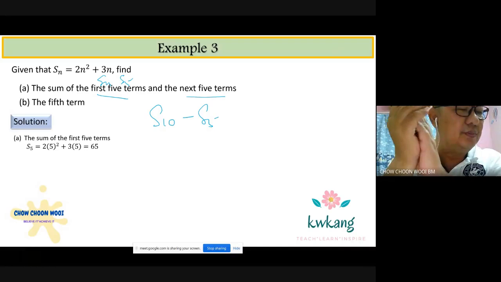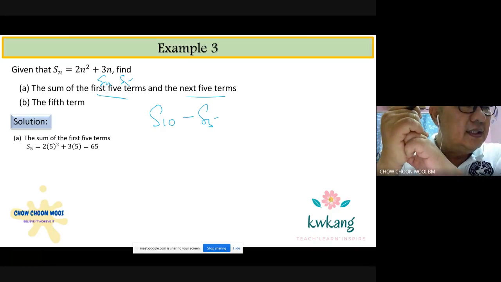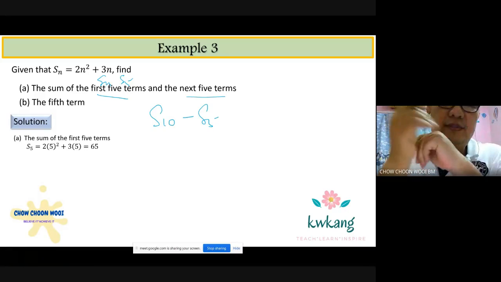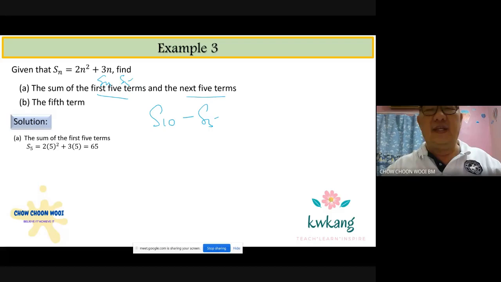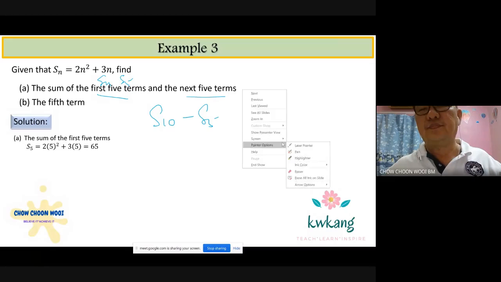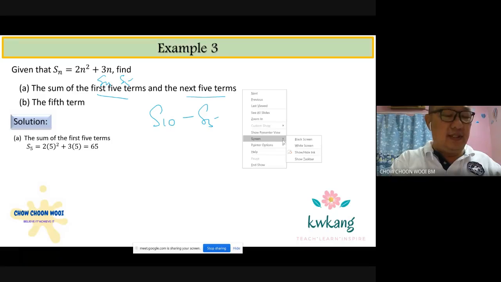Siapa tak tahu rumus ini? Okay. So you need to find S10, then you minus S5. Boleh tak? Okay tak semua? Cari S10 dulu, then cari S5 kita dah cari kan? Okay, good. So what is your answer for this one?